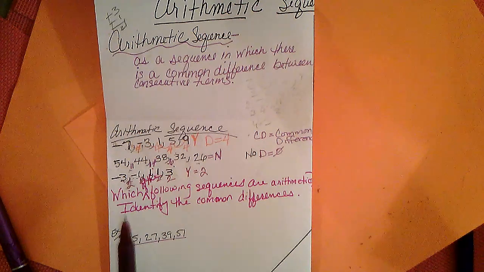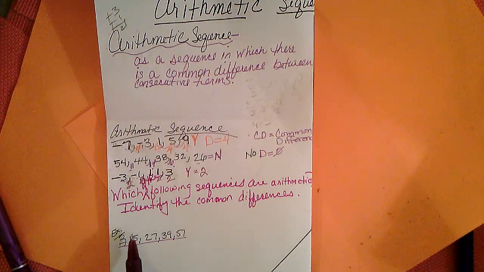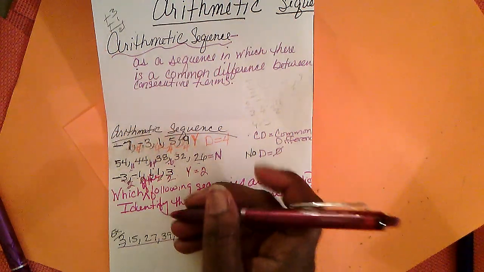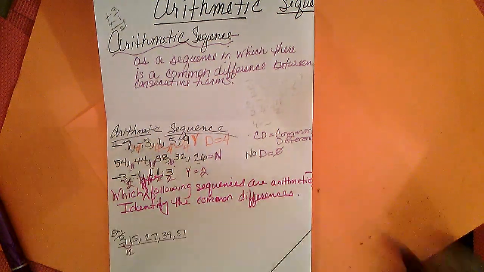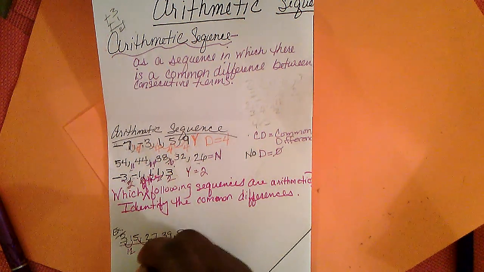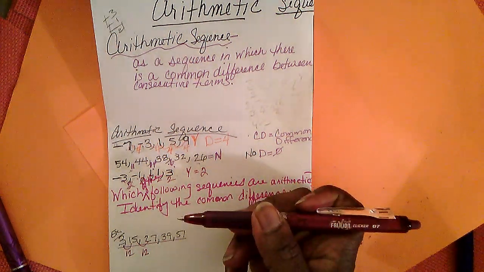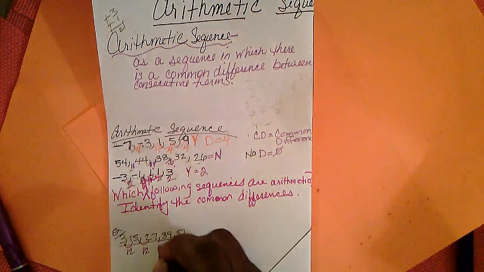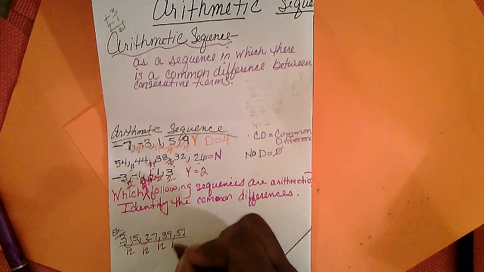So let's look at a couple examples. It says, which of the following sequences are arithmetic? Identify the common differences. We go from 3 to 15, which gives us a difference of 12. Then we go from 15 to 27, a difference of 12. We go from 27 to 39, a difference of 12. And we go from 39 to 51, a difference of 12.